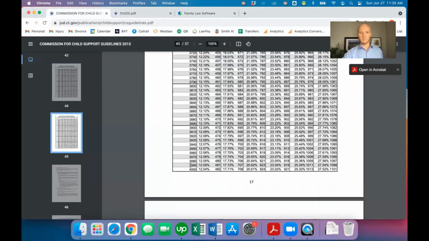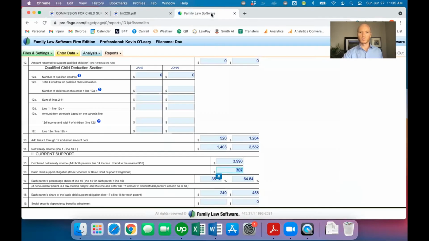So the court will look at, okay, they have a combined net weekly income of $3,990. And then, so these columns are based on how many children there are. So this is 1 child, this is 2 children, this is 3 children, etc. So in this situation, we've got 2 children. So the court's going to take 17.72% of the combined net weekly income, and then they're going to come up with a $707 total child support award.